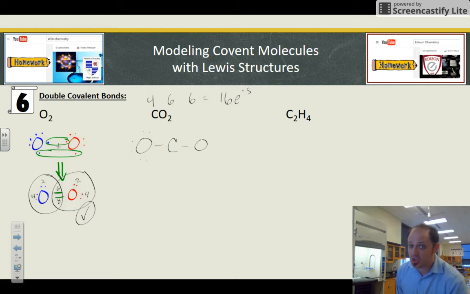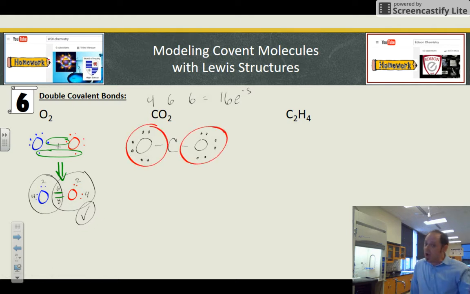Because oxygen came with 6 in the first place, odds are it's holding on to them as well. Okay, so now he's going to count and see. Okay, he's used all the electrons. There's 16 represented there, but our octets are not satisfied. Both oxygens are good, but carbon is not good here.